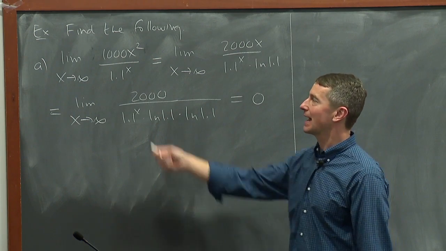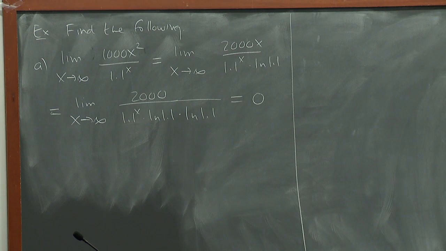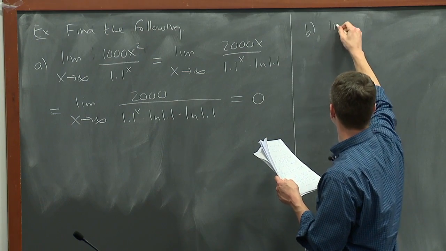So in this case, even though when x is very small, if you graph this function, the y values are getting quite big, in the end the bottom wins, and the y values come down towards 0. Questions on that one? Part A. L'Hopital's rule? Good.